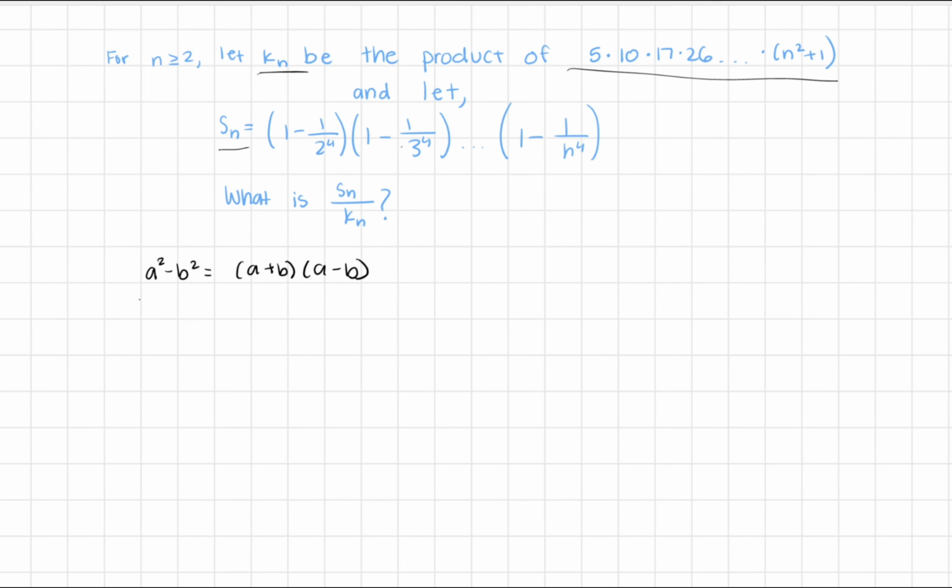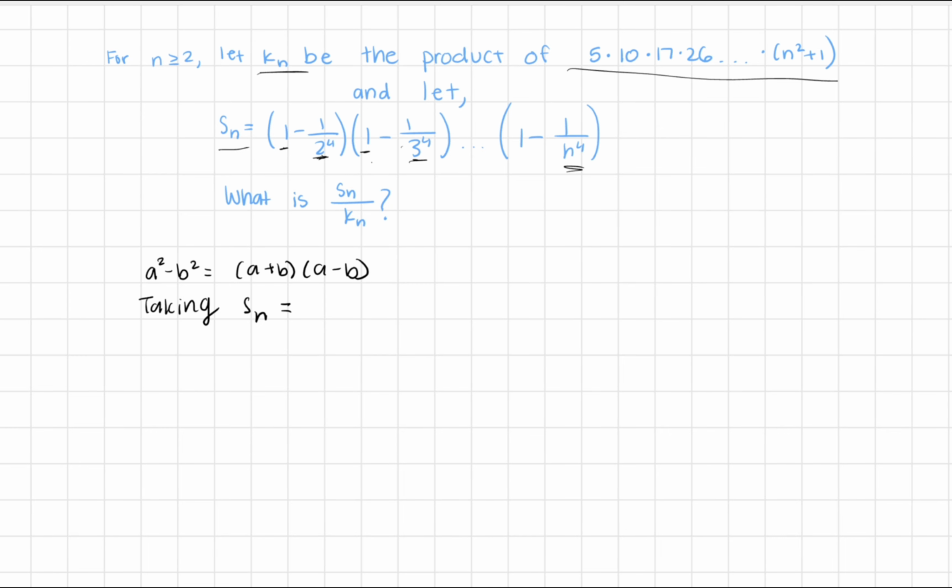So let's take S_n. We're going to leave K_n for now and just focus on simplifying S_n. You can see it is somewhat in the form of this formula. Why? Well, a squared is just going to be 1 squared, and b squared will vary. In this case, b would be 1 over 2 squared. In this case, b would be 1 over 3 squared. In this case, b would be 1 over n squared.